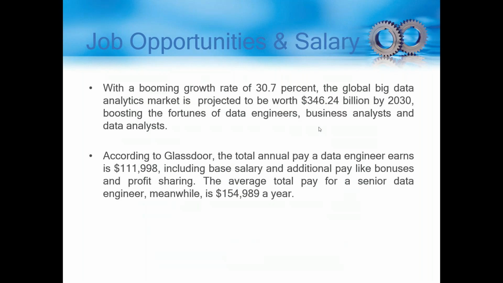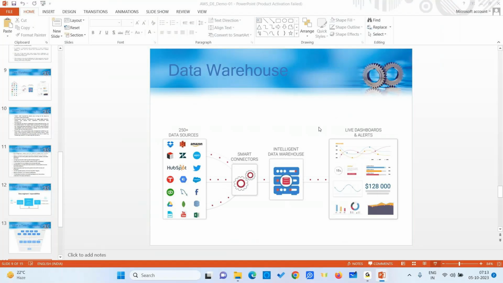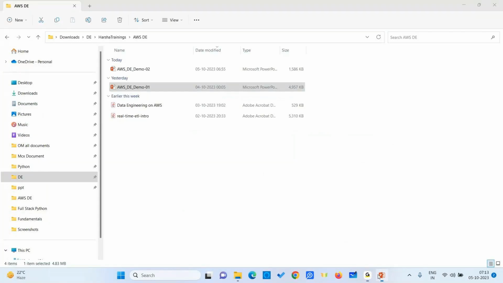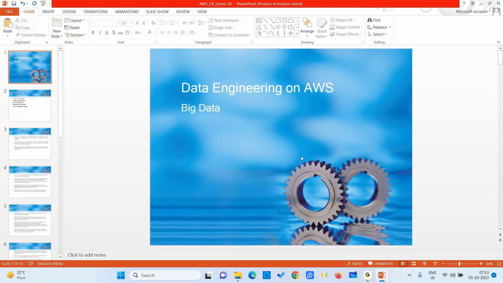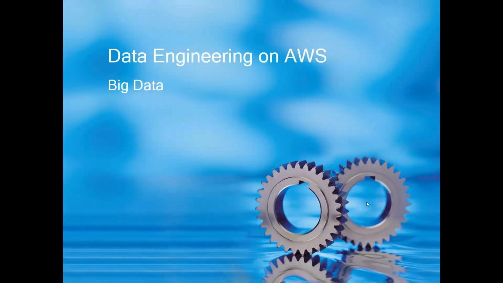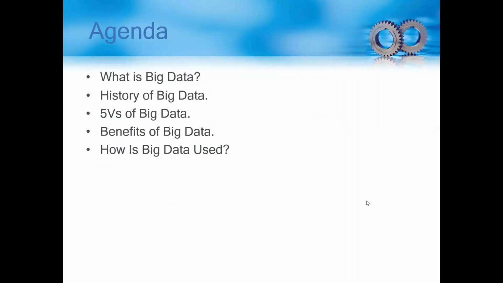So that's what we discussed yesterday, and today we will discuss big data. These are the agenda: What is big data? History of big data. The 5 V's. Earlier there were only 3 V's, but in the last 2 years, another 2 V's have been added. We will discuss what those are today. And the benefits of big data, and how big data is used. So these are today's session agenda.